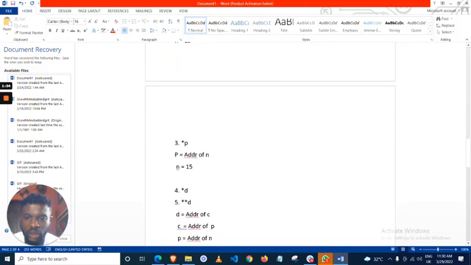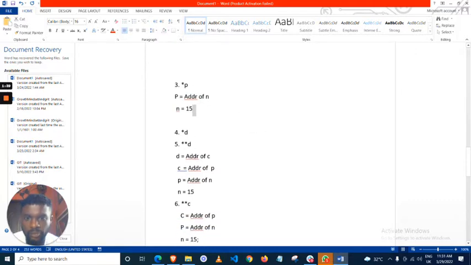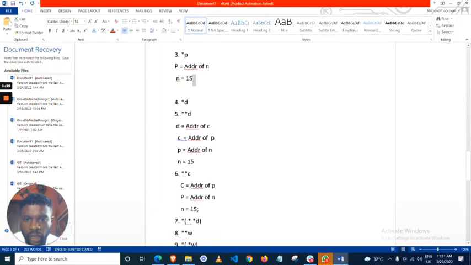Now let's move over to this. Ask yourself the same question. Asterisk P, what is the value? First, what is P? P is the address of N. What is N? N is 15. Since you have just one asterisk, you're moving a step down. So asterisk P is equal to 15. What is asterisk D? Follow the same pattern to get it. I will do number 5. Please do number 4 yourself.